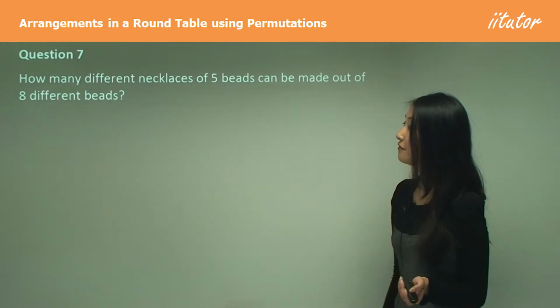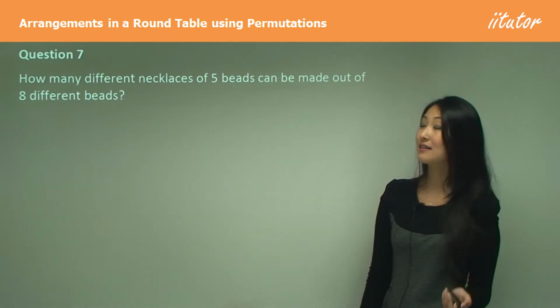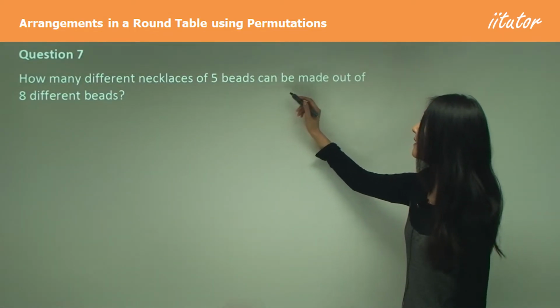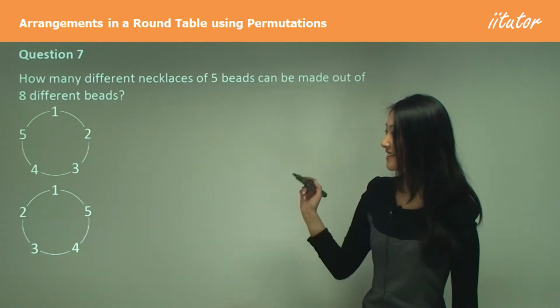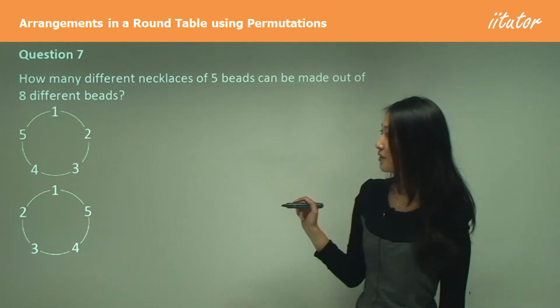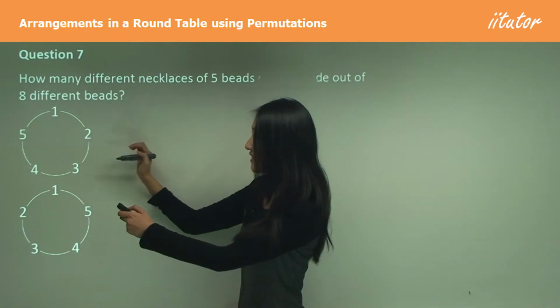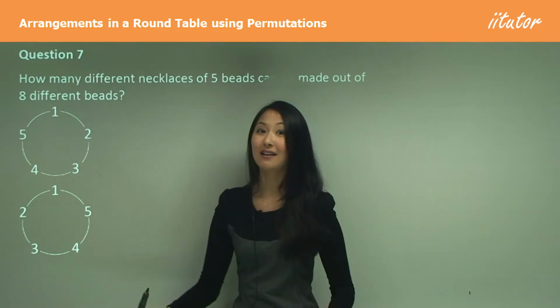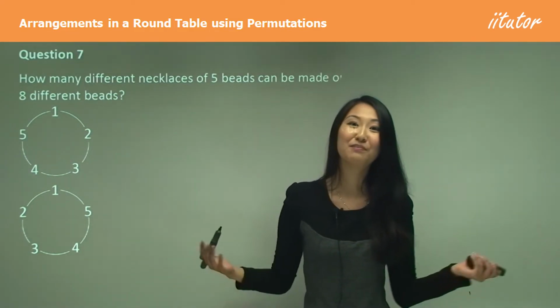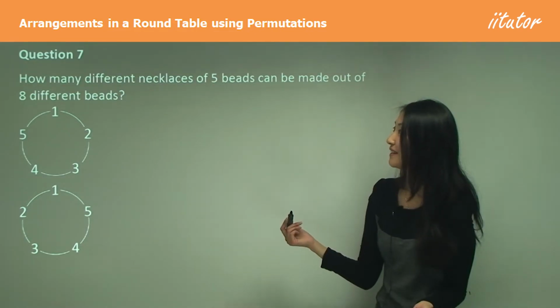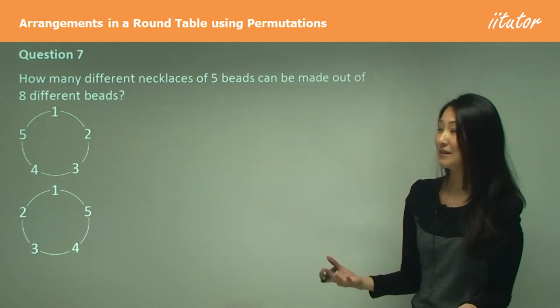So here we want to find out how many different necklaces of 5 beads can be made out of 8 different beads. So this is a diagram that we had in factorials which showed you how with a necklace, you could flip it around, it'd be exactly the same, which means that we need to divide however many arrangements there are by 2. Let's work this out in the steps that we did before.